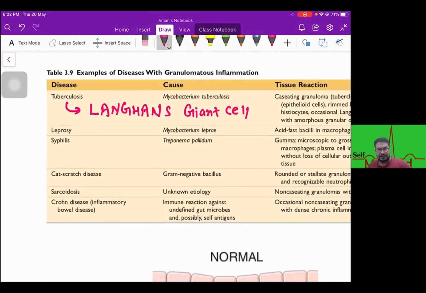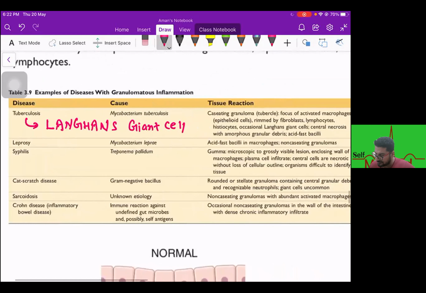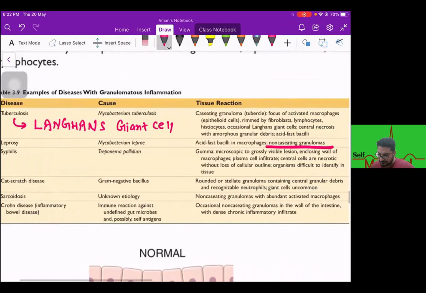Leprosy is caused by Mycobacterium leprae. Right? So here also you will find acid-fast bacilli, but here you will find a non-caseating granuloma. Generally, in TB only you get a caseating granuloma.